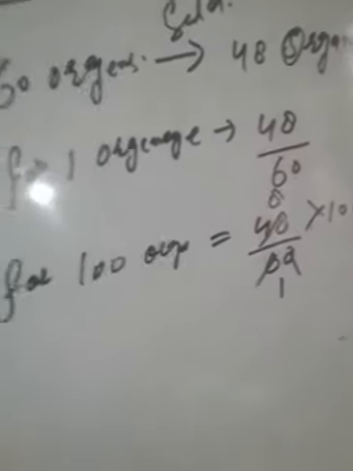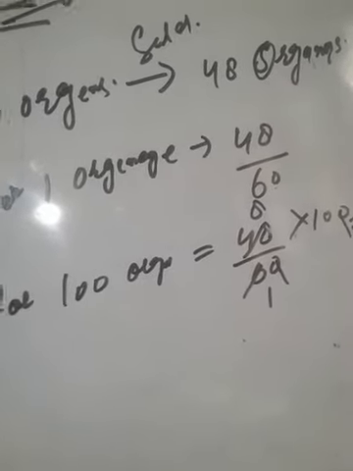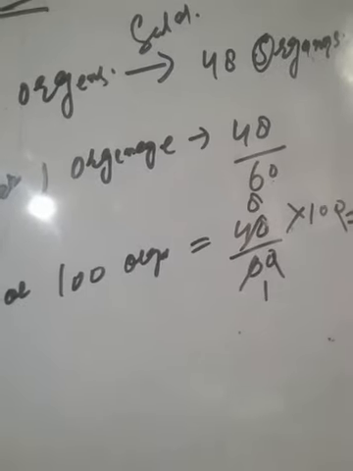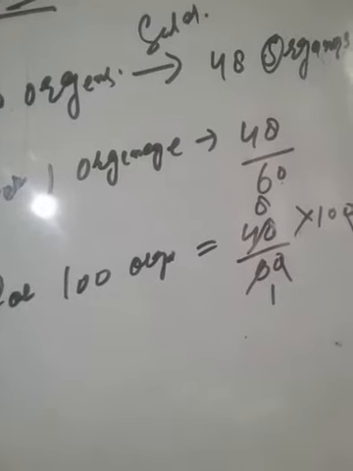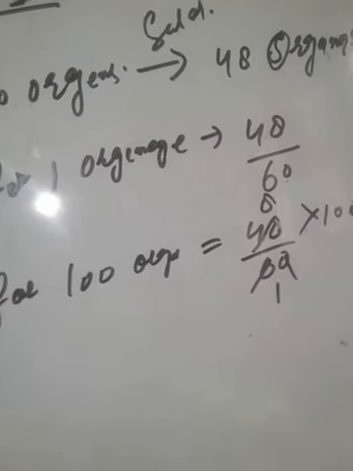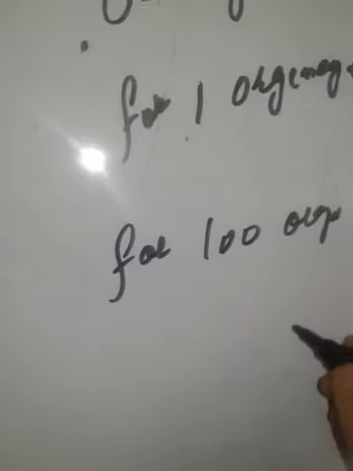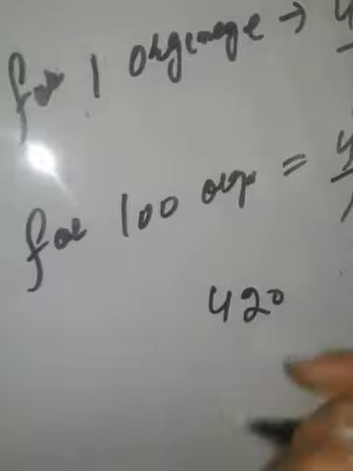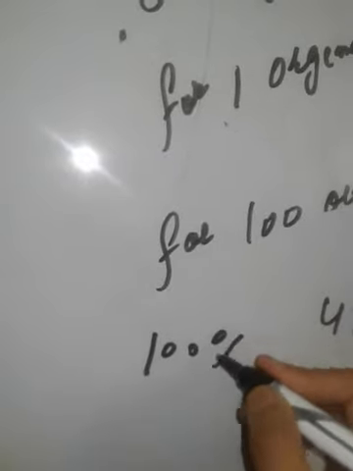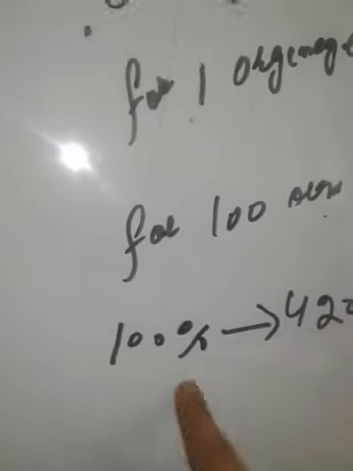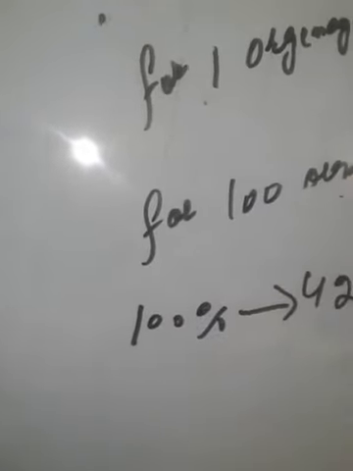Next step is how we calculate the percentage. One method is the conventional method which you have read in your books, but today we will approach it in a different way. Suppose we have some value, 420. This value in percentage is 100%. Remember this. Any value in percentage is 100%.